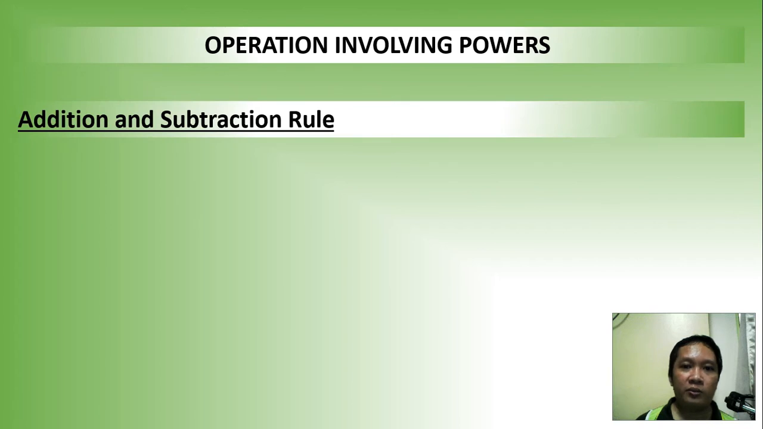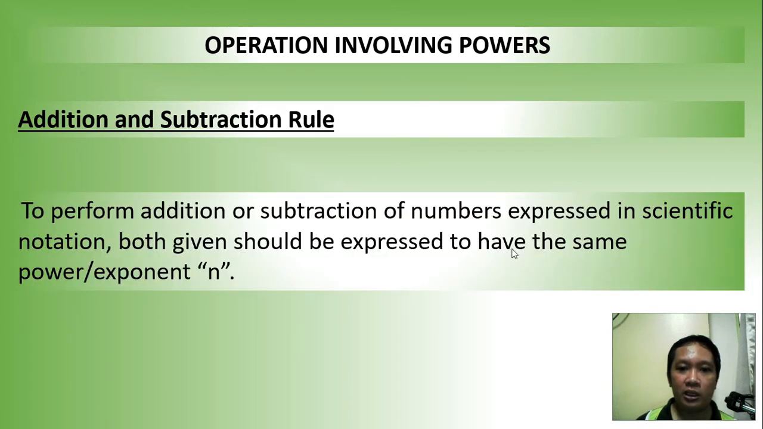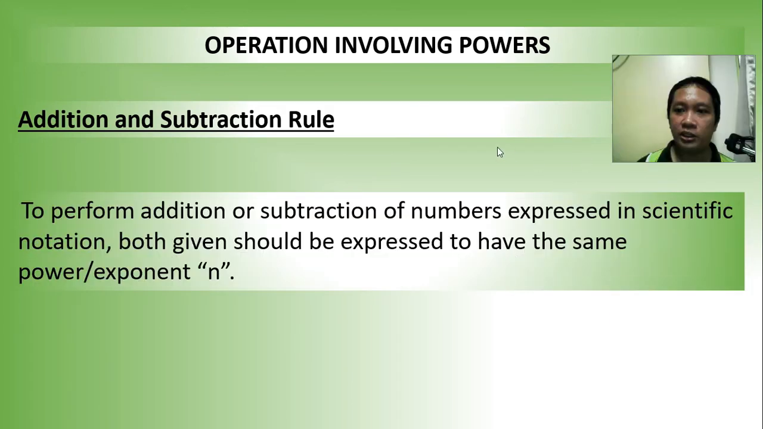Okay, so operations involving powers. How do we add or subtract numbers expressed in scientific notation? To perform addition or subtraction of numbers expressed in scientific notation, we should ensure that both of them have the same power or exponent n. This is very important for us to perform addition or subtraction of numbers expressed in scientific notation. We must see to it that they have the same power or exponent n.